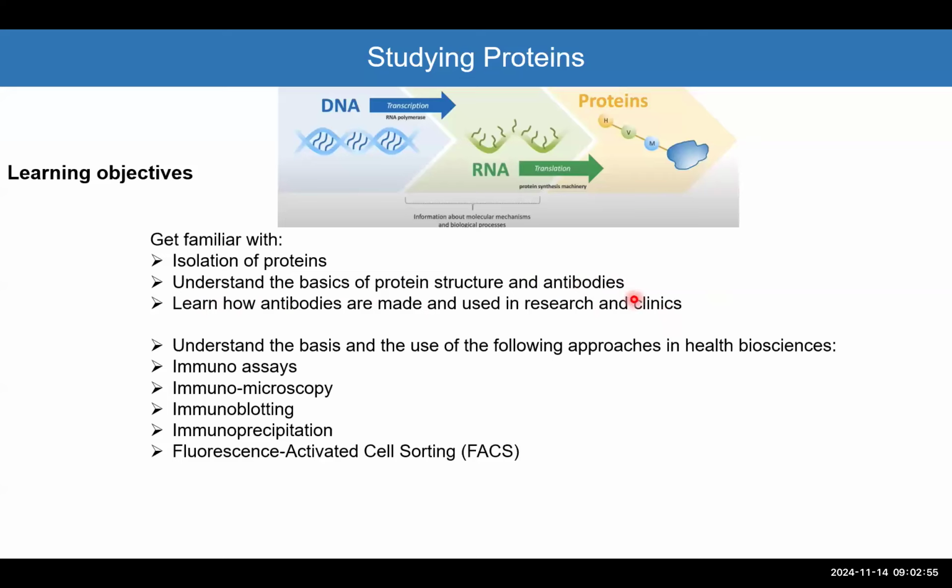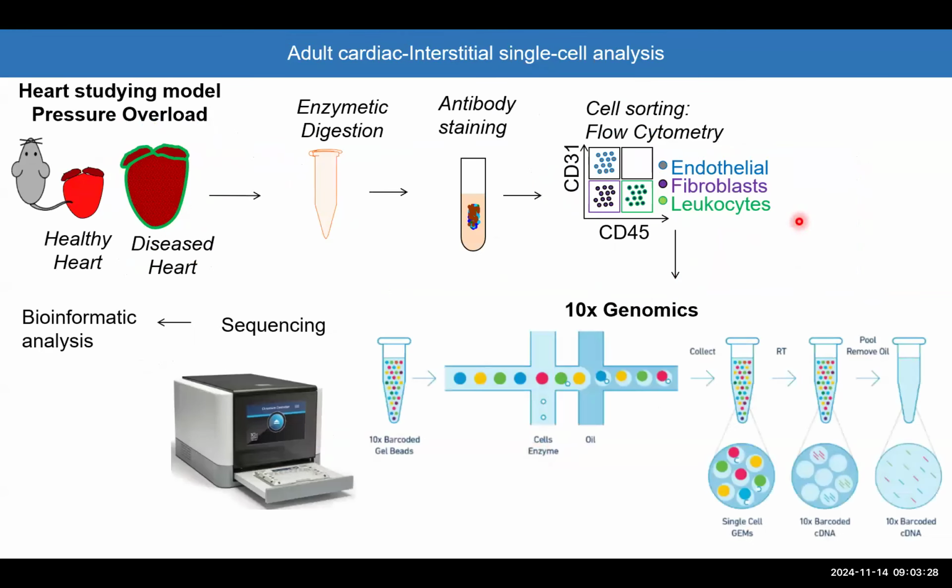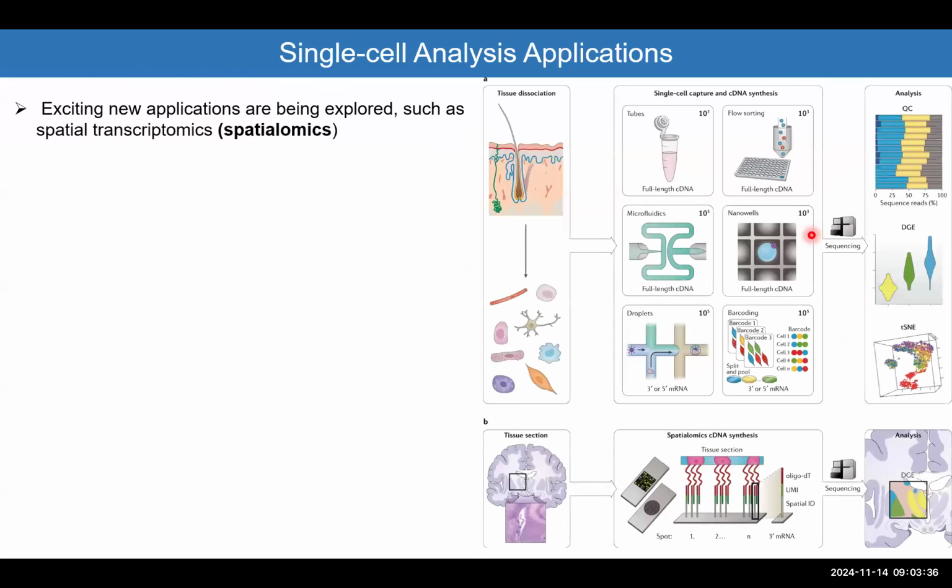Antibodies are not only used in research, we could use antibodies to treat certain diseases. And I will give you some examples as we go in the next lectures. So after that, we will dive into the techniques that we do in the lab, like immunoassays, Western blotting, immuno-microscopy, immunoblotting, and fluorescence-activated cell sorting. This is the one I just showed you in the previous slides, where we isolated the cells. So we would need antibodies against specific surface markers to identify cells. So I will describe that as well.